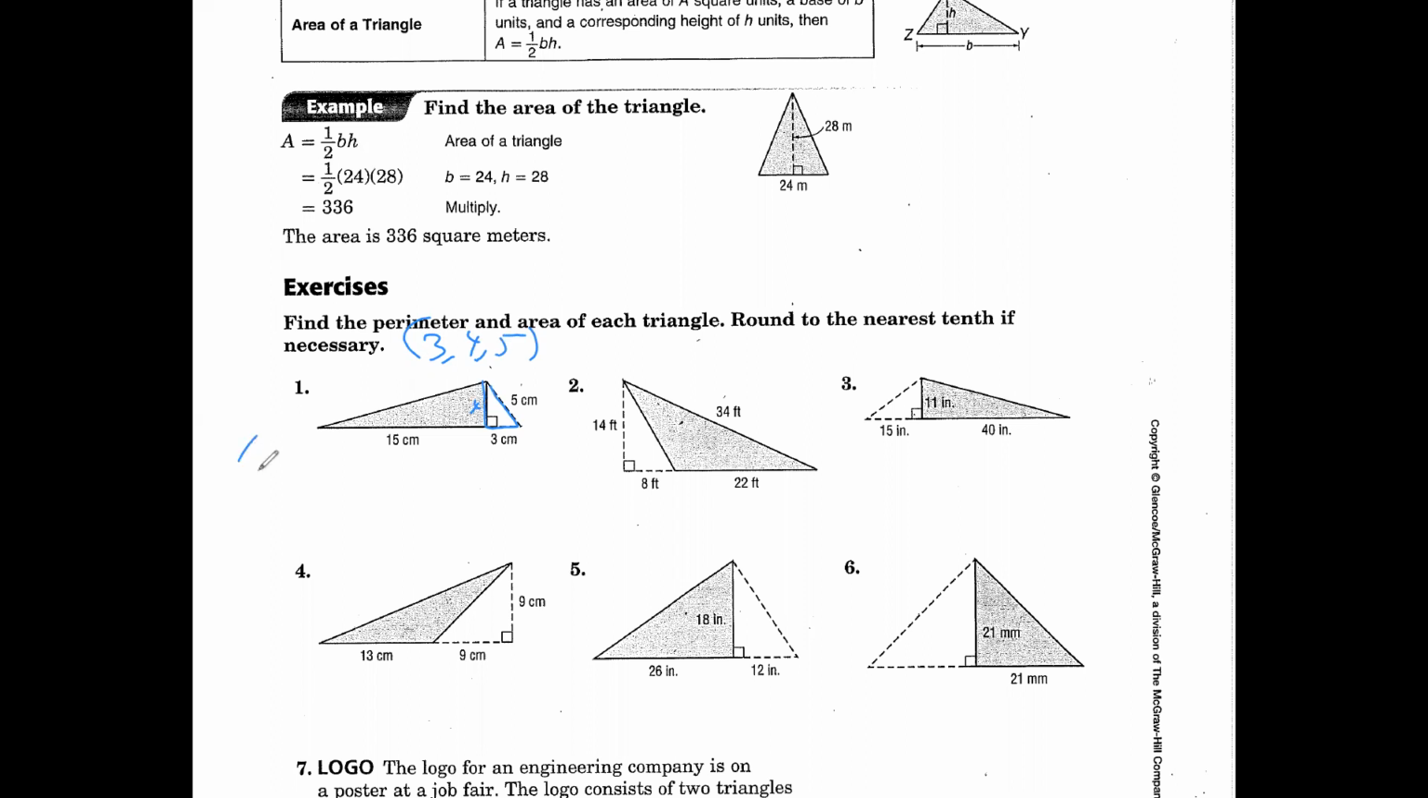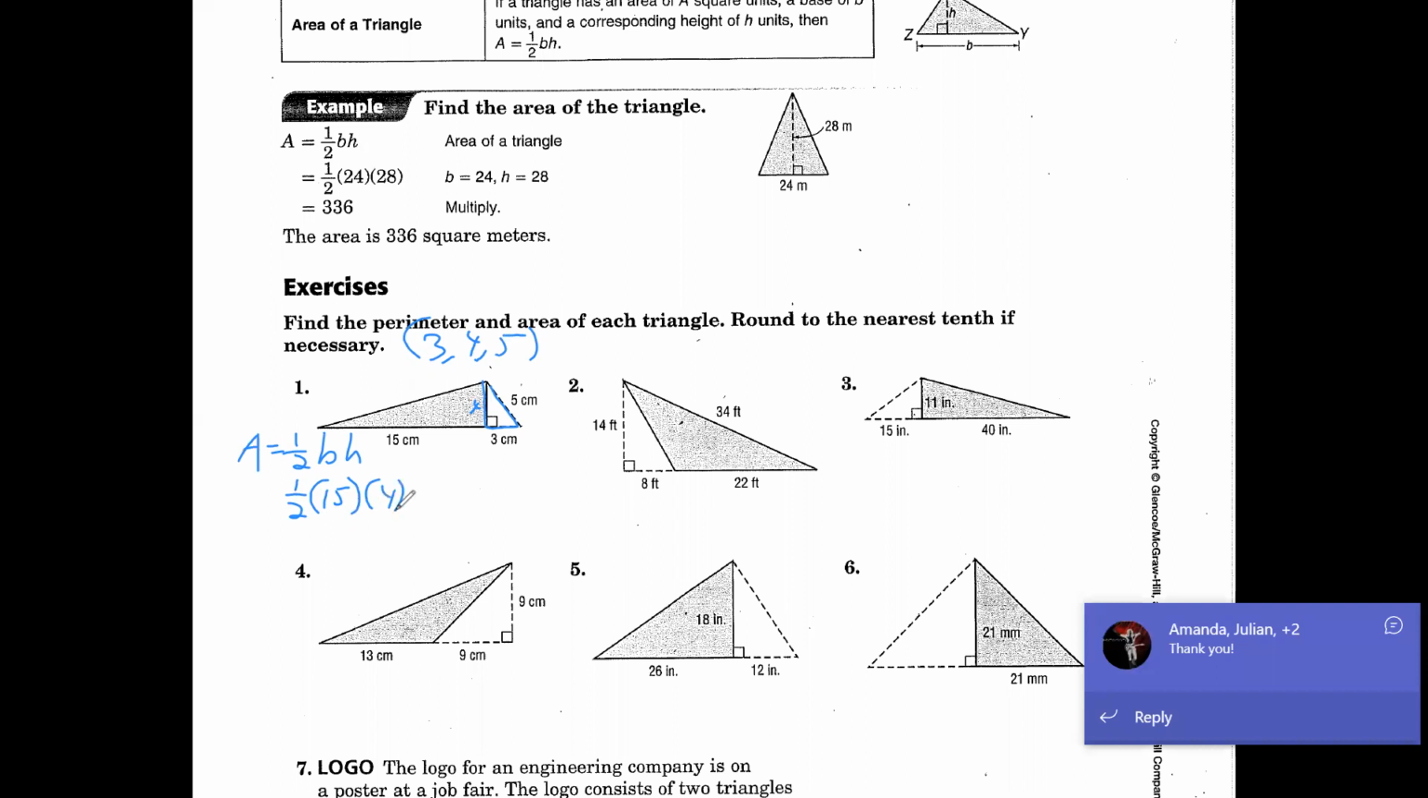So plugging into our formula, where it equals 1/2 base times height. We have 1/2. Base is 15. Height is 4. Now, does it matter the order that you multiply these in? No. So a lot of times, if I have an odd number and even number, I'll always multiply the even number by the 1/2 first. So 1/2 of 4 is 2. 2 times 15 is 30. Again, this is area, so I want to put my units squared.